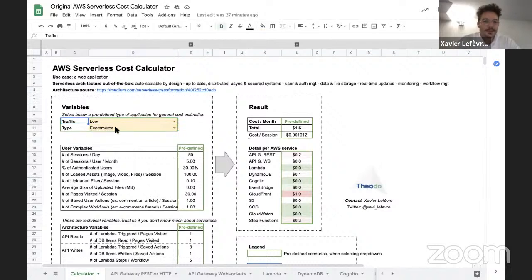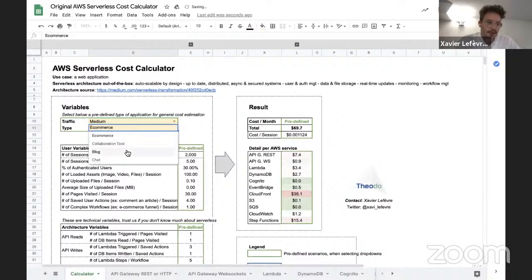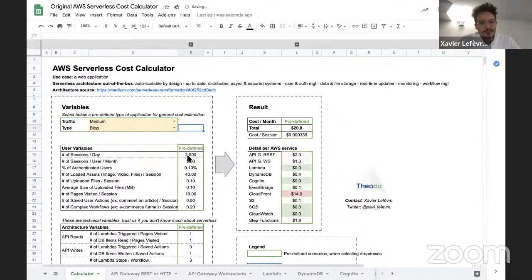So for instance, e-commerce with low traffic. What's low traffic? It's 50 sessions per day. So let's say that we have a medium traffic for a blog. Here we have 2,000 sessions per day, and all the variables are automatically updated. On the right, you can see that according to our calculator, and we battle tested it, you're going to pay around $20 per month for a fully serverless architecture.